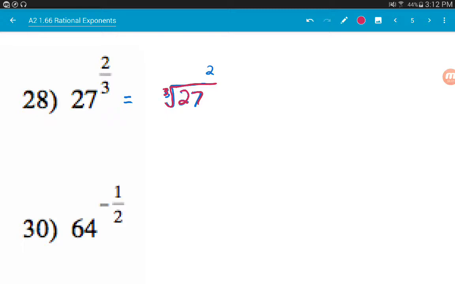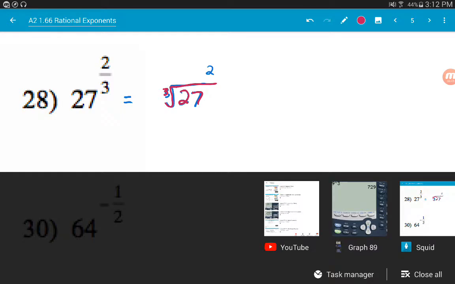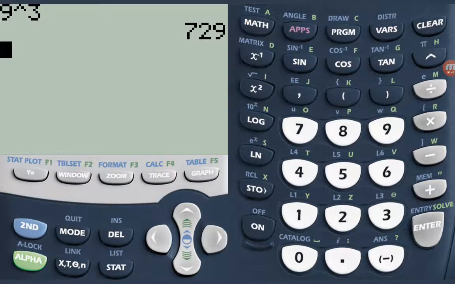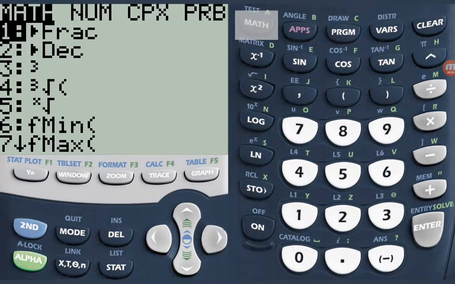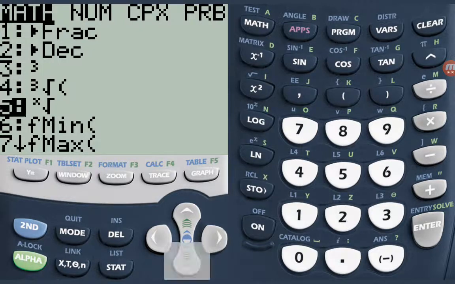I'm going to go to my calculator here, and I'm going to show you, in case you didn't know it's here, that you can take any kind of root. First thing, under the math menu, I can go down, and option 4 is actually a cube root. So option 4 under the math menu will allow you to cube root any number you want. But I want to show you this one here, option 5. That's a root with a little x next to it. That will allow me to take any kind of root that I want.